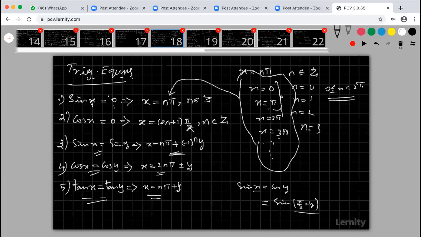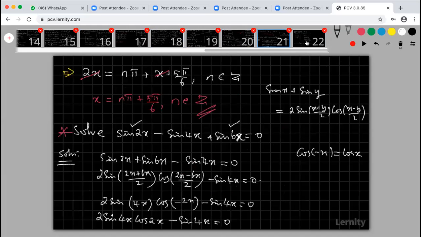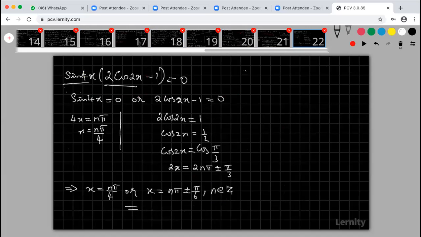This is the first slide. 18th slide is the first slide. This is revision, we have already discussed. This is your first slide, second, third. Somebody is asking 22nd. Yeah.